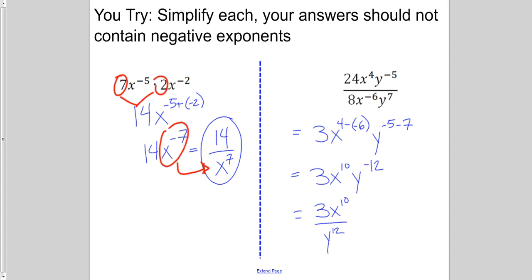In example number 2, 24 divided by 8 gave us 3. Then we're dividing, so we subtract our exponents. You always do top minus bottom. So we had x to the 4 minus negative 6. That became plus a positive and gave us x to the 10th power. Then we had y to the negative 5 minus 7. That subtraction gave us y to the negative 12th. When writing our final answer, that y had to move to the bottom because its exponent was negative, and in doing so, we can get rid of the negative. It just becomes 3x to the 10th power over y to the 12th.